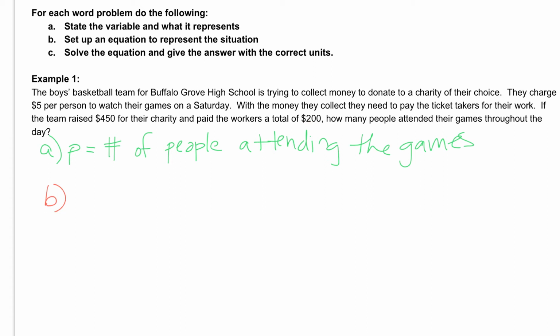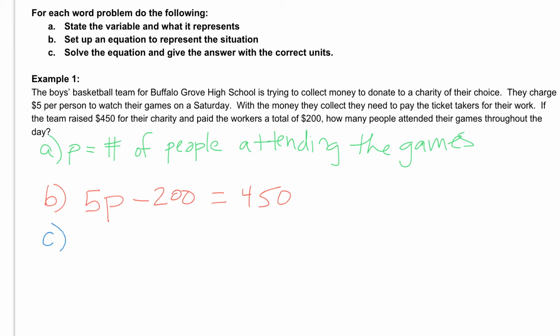So let's think about that. They're taking $5 per person, so they get $5 for every person that comes. So that's 5 times P. And then they have to go and pay their workers $200. So they're going to take what they're making, this is their total that they're making, and they have to subtract out the $200 for their workers. And that's going to equal the amount of money they raised for charity, which was $450.